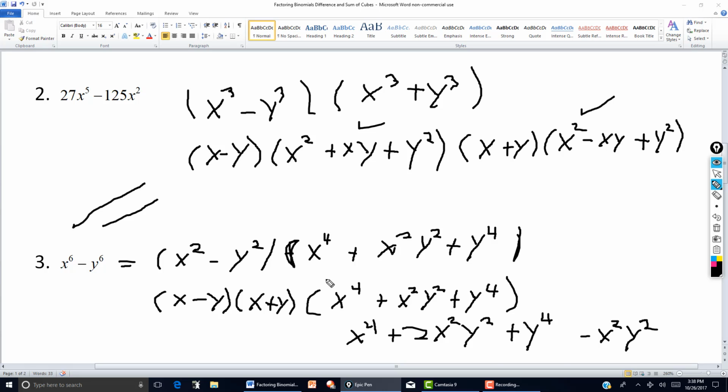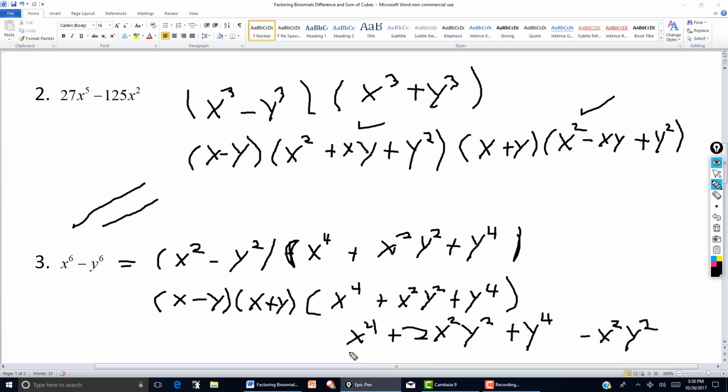So all I did is I added x squared y squared and subtracted it. Notice if I subtract the x squared y squared from the 2x squared y squared, I get the same thing I started off with. So this right here is the same thing as what I have in this parentheses right here. In other words, I'm just adding 0.